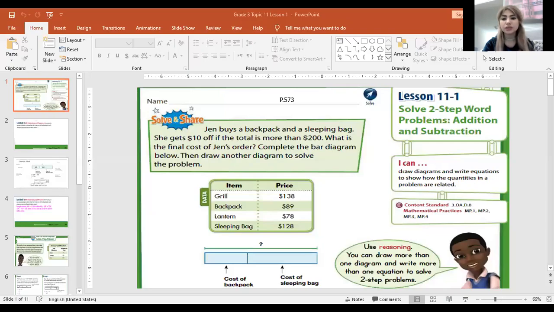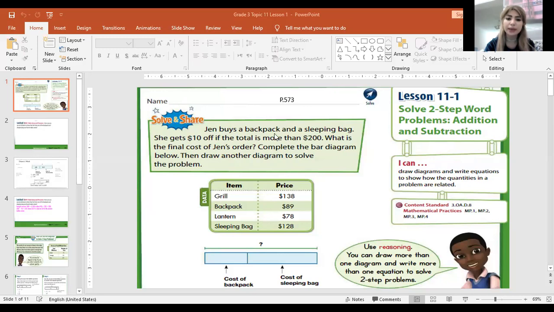This is Miss Nani, and we are going to revise topic 11. Okay, so this is our lesson, topic 11.1, solve two-step word problems, addition and subtraction. Any word problem we can solve in one step, but this type of word problem, we are going to use two steps, addition and subtraction. So let's see what it is saying.